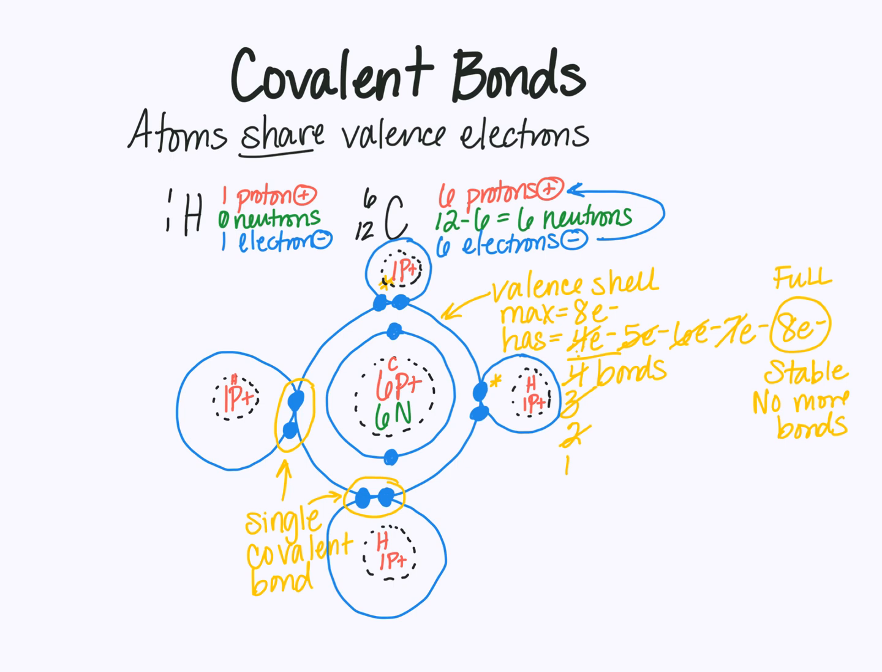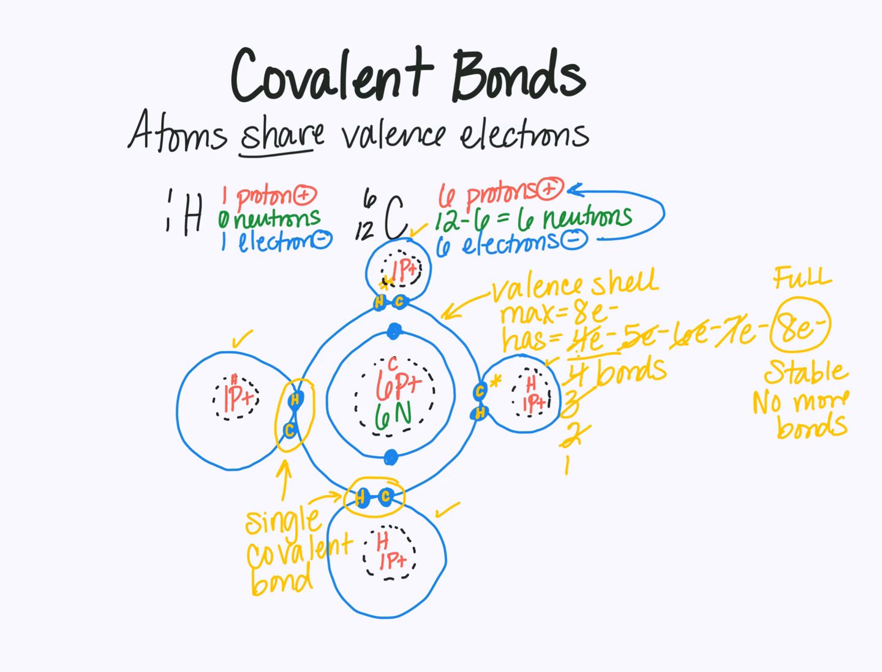Now, in sharing those electrons, each one of these hydrogens is also stable because it now has 2 electrons in its valence shell that has stabilized it. And just to recap, remember that of these electrons in the valence shell, 4 of them came from the original carbon atom, and the other 4 came from the 4 different hydrogen atoms. But because they're sharing the electrons, both atoms are benefiting from that shared electron, and they're both becoming more stable.